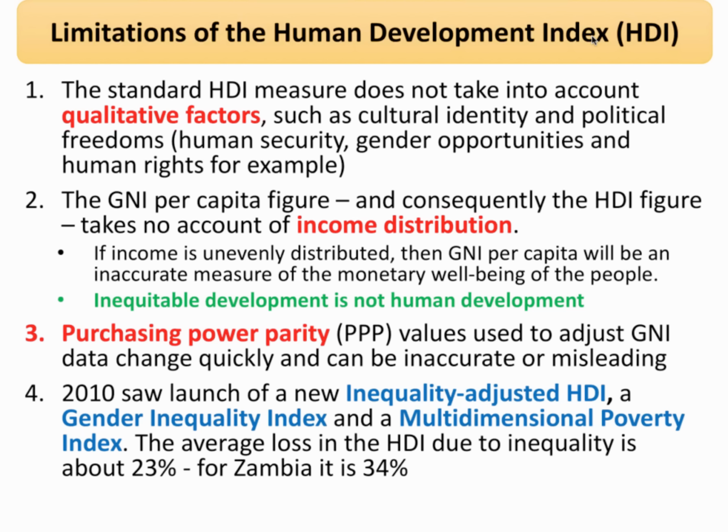Now, if we take the loss of human development score due to inequality for sub-Saharan Africa as a whole, it's 23%. For Zambia, it's 34%. And that, I think, alerts you to a major issue that's relevant to extract 3 and also to extract 5. Zambia has one of the highest levels of income inequality of any sub-Saharan African country. And that, I think, has to be a major focus of your revision ahead of the exam.